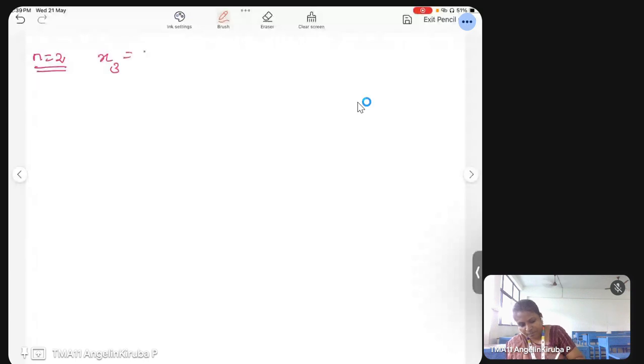2.457, y3 will be equal to 3.5729, and z3 is equal to 1.9259. Okay, so this is the value.